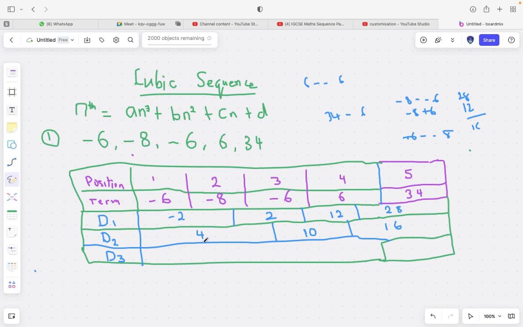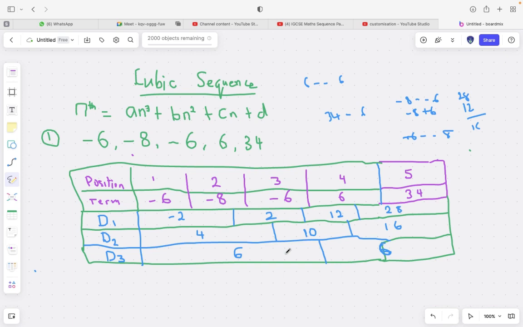So let's find the difference between 10 and 4. 10 minus 4 is 6. And then 16 minus 10 will also be 6. So now we have arrived at the same number. Since they are the same, it took us 3 levels to get the same number. So this is what we call cubic. Once at the 3rd level you get the same number, we call this cubic.